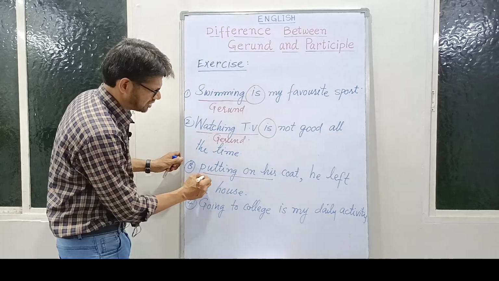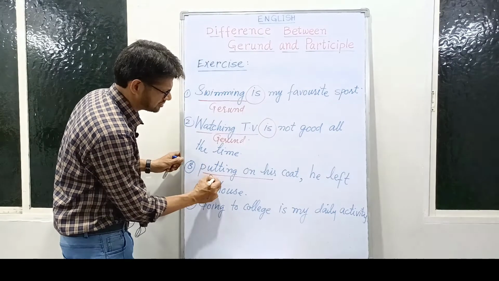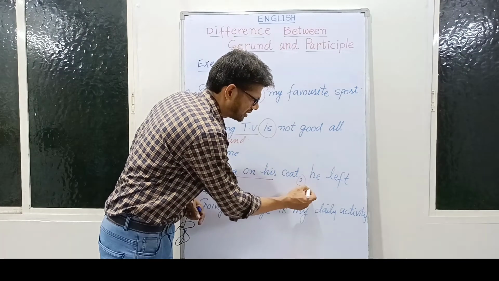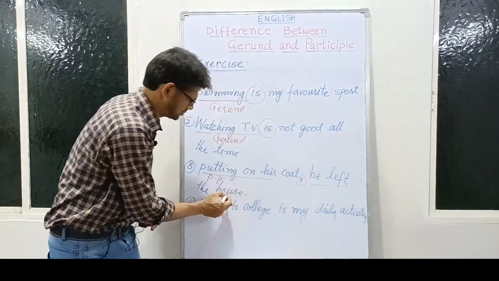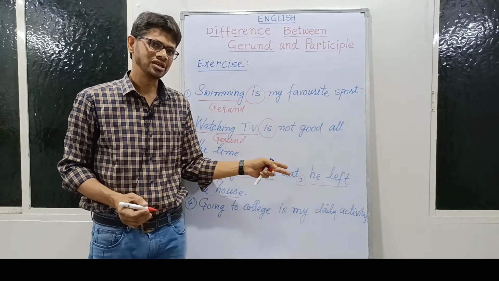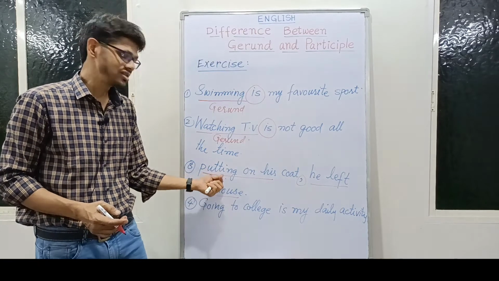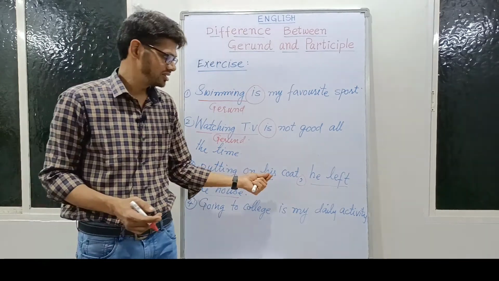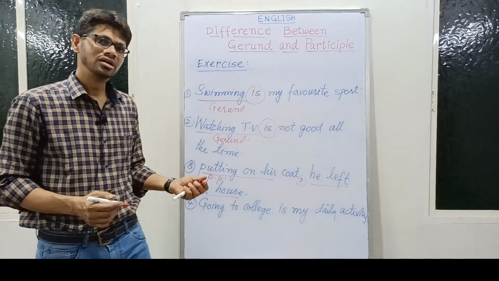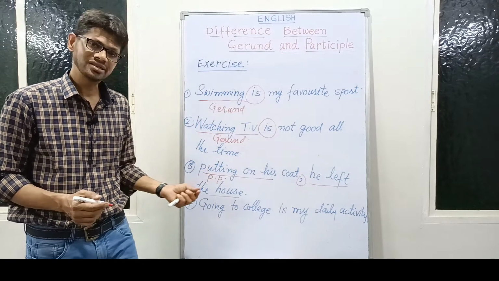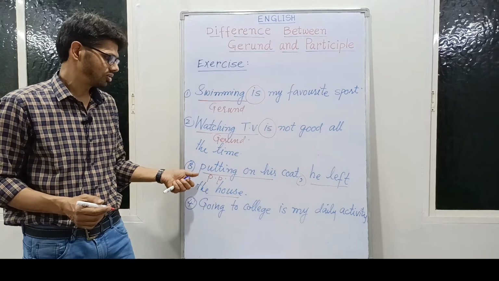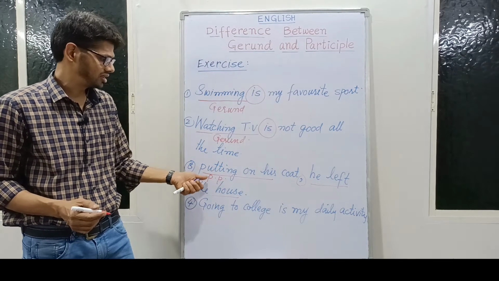So here putting is not a gerund. This is a present participle, because here we have a comma and one more thought. So here two ideas are there, two sentences. This sentence is a combination of two ideas and it is separated by a comma. That is the reason it is called a present participle. Putting is a present participle.